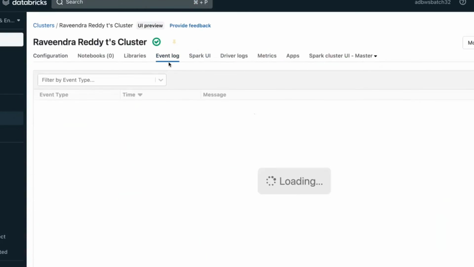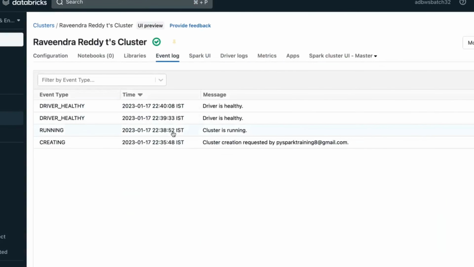Now the cluster is available. You can verify how much time it has taken. The driver is healthy. It took 3 minutes, 4 seconds. Generally it is 2 to 5 minutes: sometimes 4 minutes, sometimes 3, sometimes 2.5. In very rare scenarios I observed less than 1 minute, where within 1 minute your Spark cluster is available.